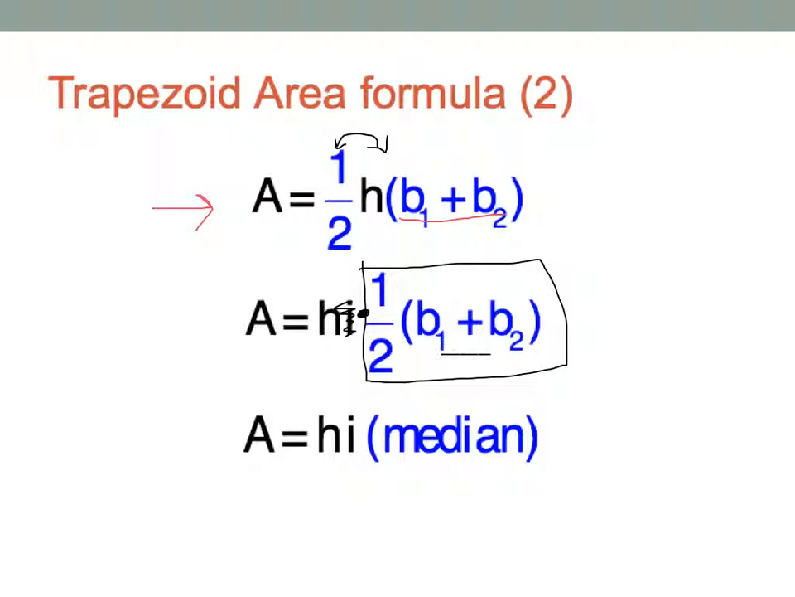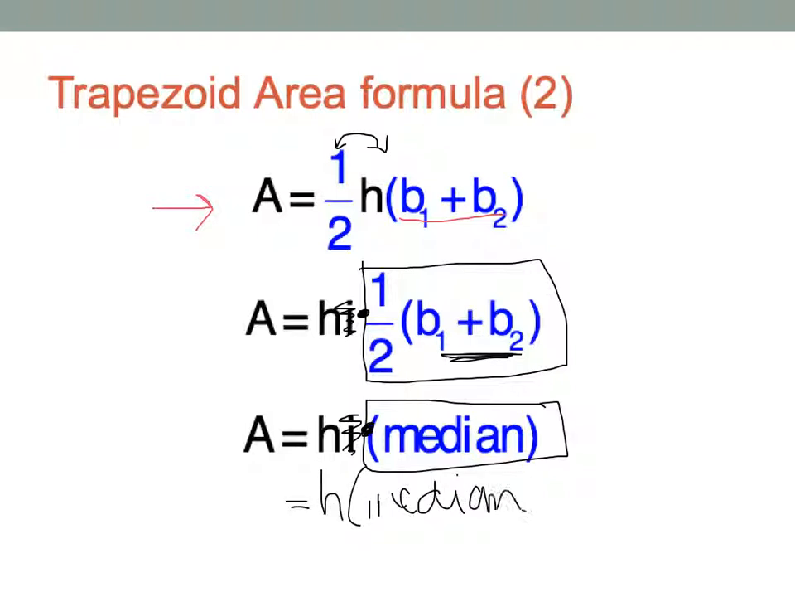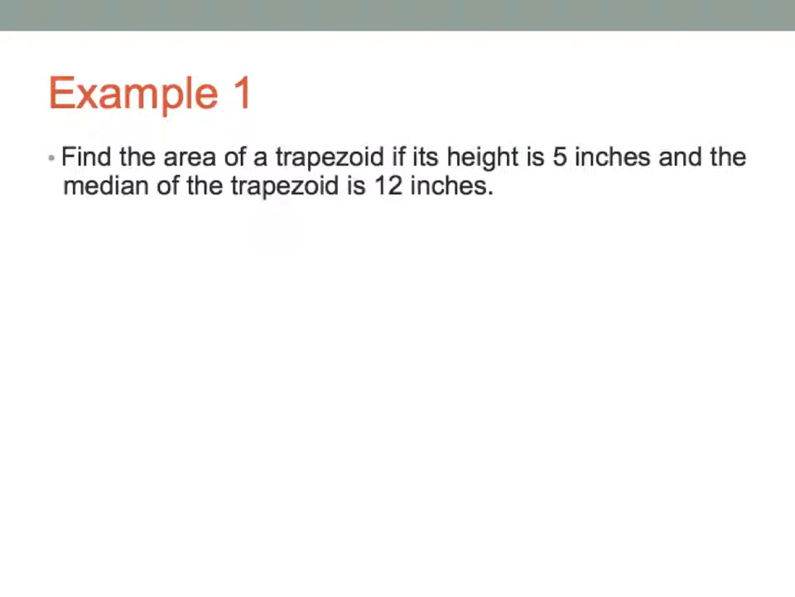It's the sum of the two bases divided by 2, and that is how you find your median. So we're going to get rid of the 1/2, replace it with a multiplication sign, and the area is h times our median. And again, the median is the average of the bases. Let's start using the formula now.